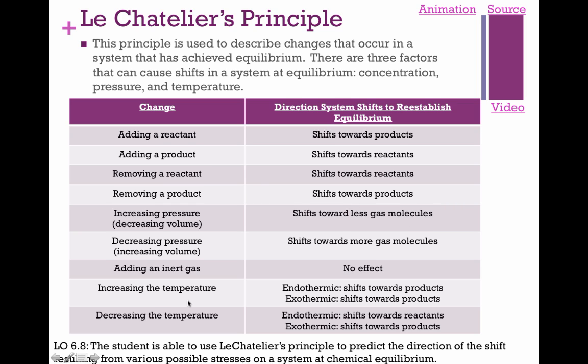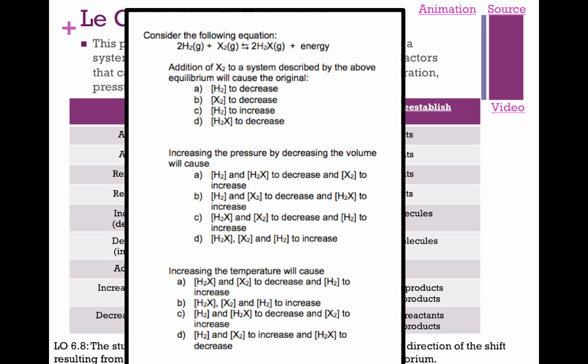When you're changing temperature, always treat heat as a reactant or a product. If something is endothermic, that means heat has to go into the system, and so heat would be a reactant. If you have an exothermic reaction, that means heat is released, and so heat acts as a product. Then increasing temperature means you're adding heat, decreasing temperature means you're taking heat away, and you just treat it as if you're adding or removing a reactant or a product.